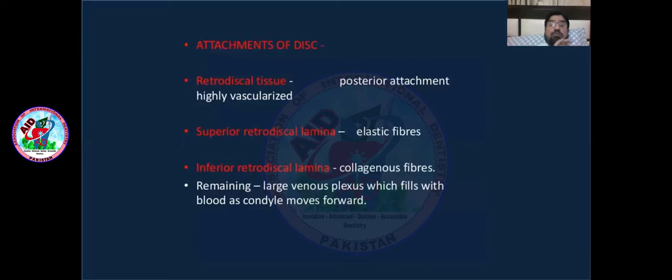Now, I just gave you a brief on the retrodiscal posterior attachment. The superior is very elastic, which is attached to the temporal bone, and that is generally elastic fiber. It gives relaxation to the disc so that it moves forward. The inferior retrodiscal lamina is very important. It is collagenous in nature, and it has the large venous plexus which fills with blood as the condyle moves forward. These laminae contain vascular supply and have the very thick venous plexus that I have described already. So: superior retrodiscal lamina, inferior retrodiscal lamina.